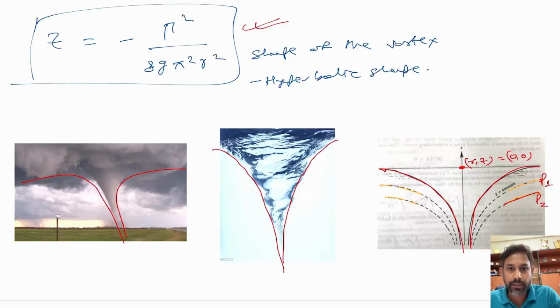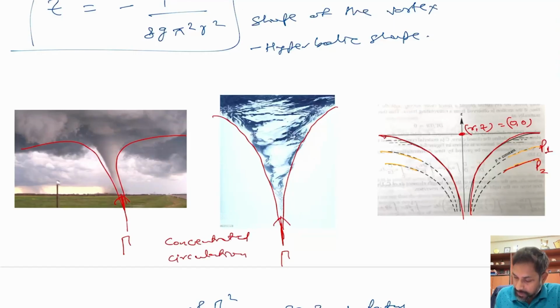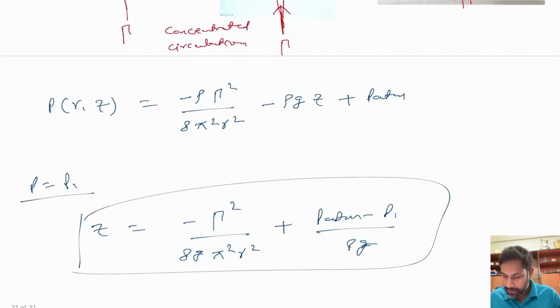And just to recall, this is happening because of a concentrated circulation, right? Sigma, we have sigma here, lambda here. So these are concentrated circulation, right? That is there at r equal to 0, and that is driving the whole flow. All right, and now we will also see for this particular case whether Bernoulli equation is valid or not.